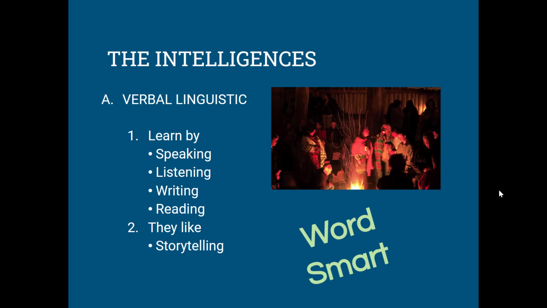So, looking at these different intelligences, the first one is verbal linguistic intelligence. For those whose top categories include this, they learn by speaking, listening, writing, and reading. We consider these people word smart. So, you may be someone who really likes storytelling, whether that is verbally or in writing. This is verbal linguistic intelligence.